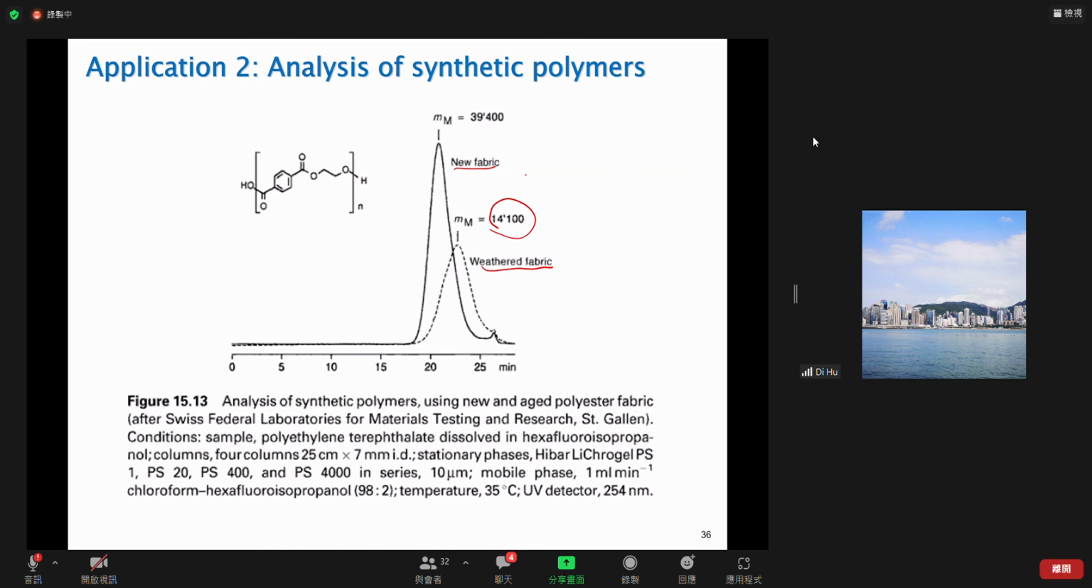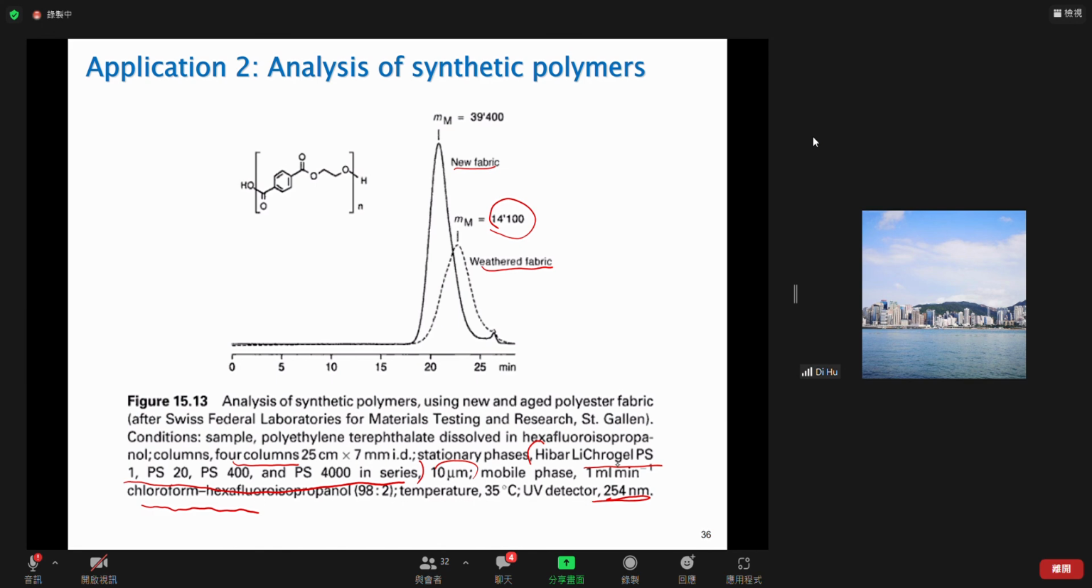From here, you can see they have 4 columns together. That definitely corresponds to different pore sizes. By combining 4 columns together, we expand the molecular weight range that can be analyzed, right? The mobile phase flow is 1 milliliter per minute, using chloroform with 2% hexafluoroisopropanol, and I use a UV detector at 254.